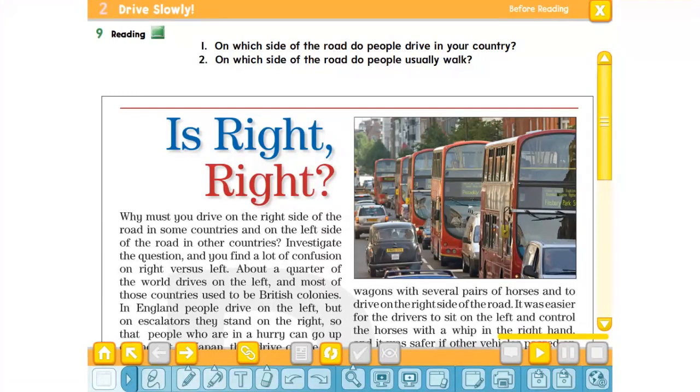Our lesson today is Unit 2, Lesson 4, page 18. Reading: Is Right Right? What's the meaning of this title?